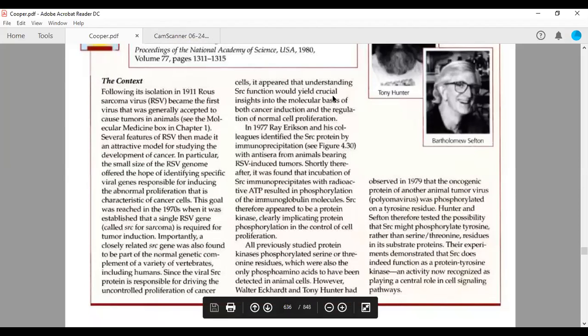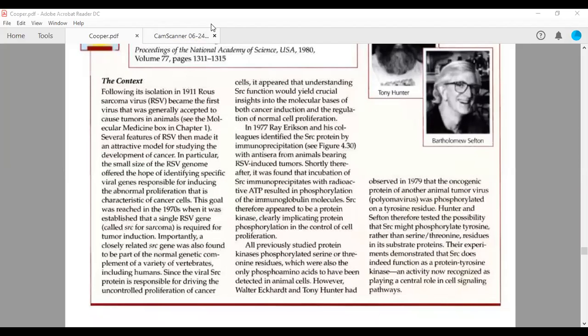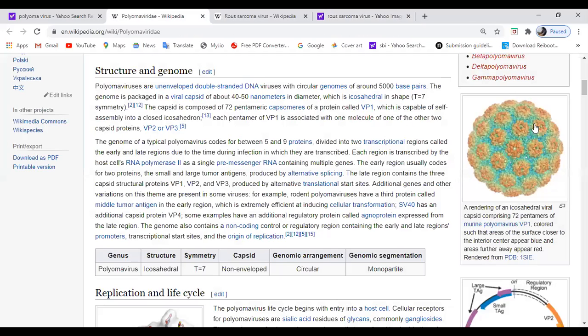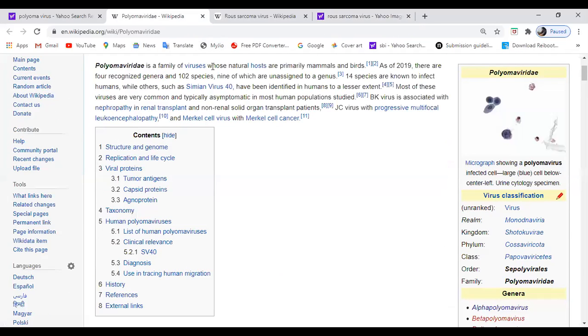Now see what polyoma virus is first. So we are moving to this particular page. See, so this is polyoma virus. This is completely different from Rous sarcoma virus. But what is common? This polyoma virus is also able to induce tumors in animal cells. It is a virus whose natural hosts are primarily mammals or birds.